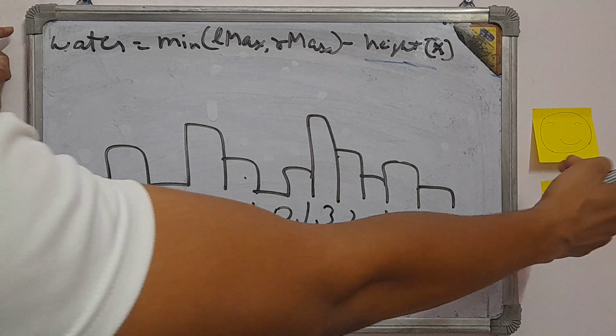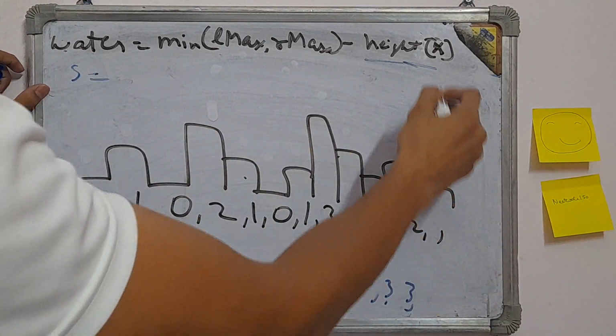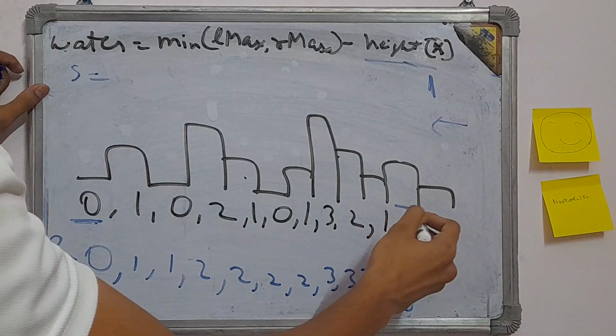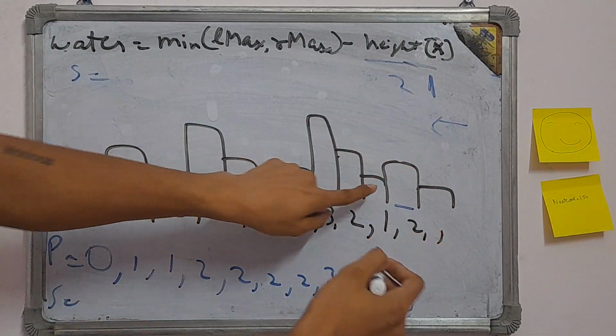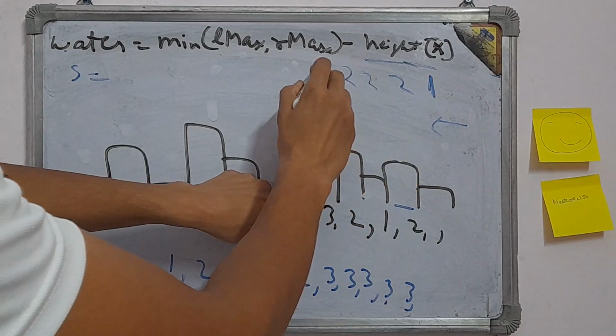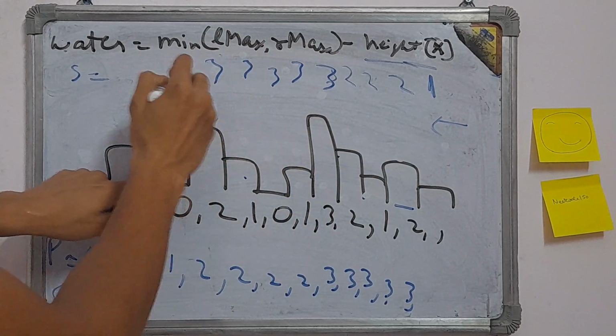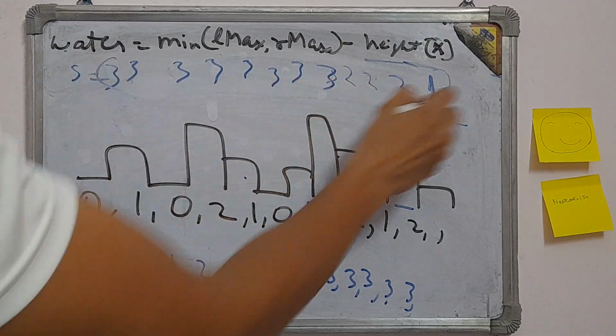For suffix, we start from here. Let's make it here. Suffix starts from here. For this suffix we have 1 as a right max. For this 2, because 2 is bigger. For 1 we still have 2. For 2 again 2. For 3, it is bigger than everyone, so we take 3. For 1 still 3, 3, 3, 3, 3, 3, and 3. Suffix and prefix we have.